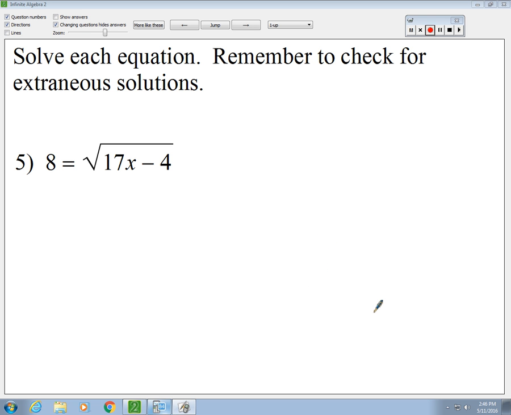Now you do have to check to make sure that it's not an extraneous solution, which means plug it in, see if it really works. If I plug in a 4 right here, what's 17 times 4? What's 68 minus 4? So you basically end up with a 64. What's the square root of 64? 8. So it really works. So that really is a true solution. If it hadn't worked, that's what we call an extraneous solution.